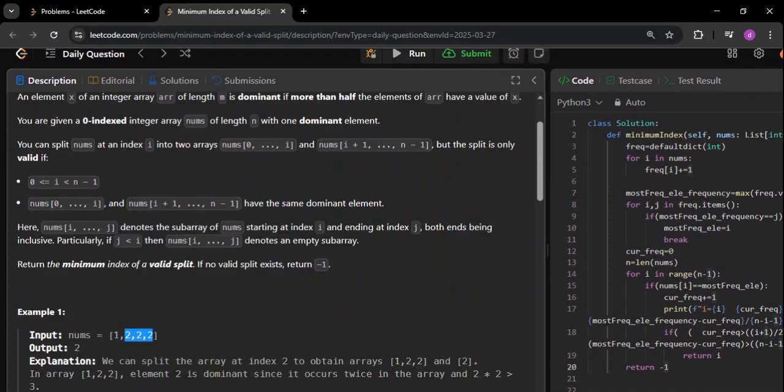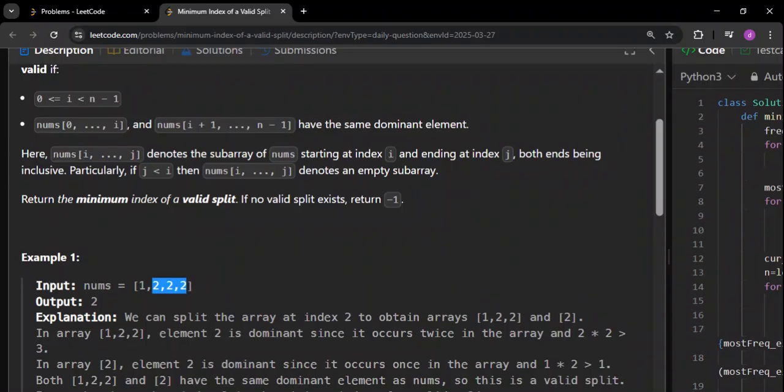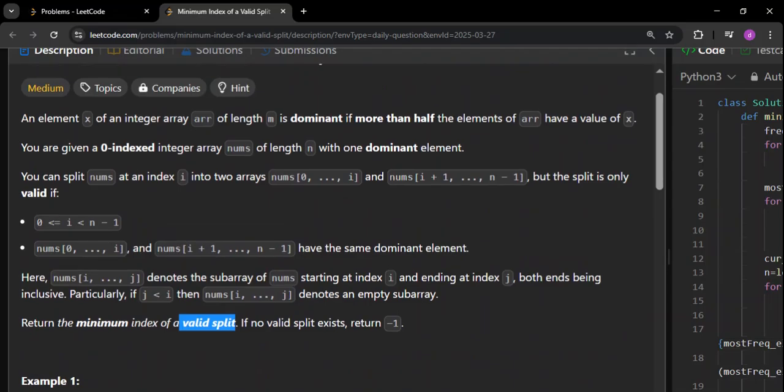Now, what the question here is that you will have to return the minimum index such that the split that you are making results in both arrays having the same dominant element. I will again repeat: return the minimum index in such a way that for the split being made, there are two subarrays getting created, and in both subarrays you will have the same dominant element. That is what the question is about. If that is not possible, I will return -1. So that is the question.